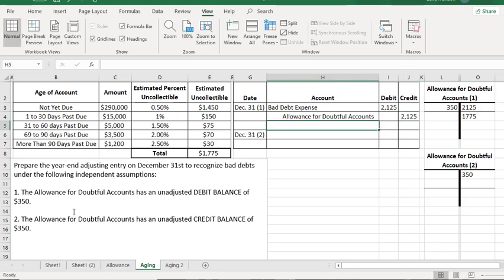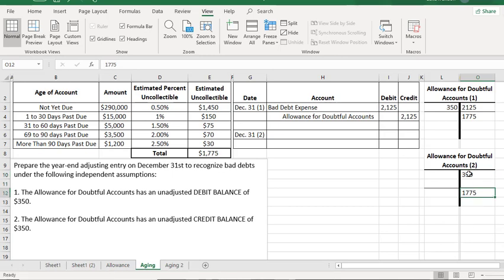Moving on to part 2, it says that the allowance for doubtful accounts now has an unadjusted credit balance of $350. So we're seeing that right over here. And so what we're going to do is we're going to again put this $1,775 on the credit side as our desired balance. And we're going to need a number to add to the 350 to get us to 1,775.